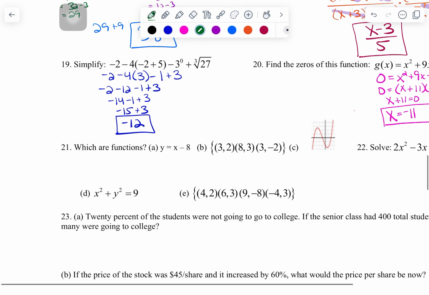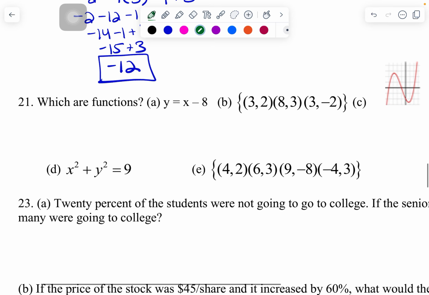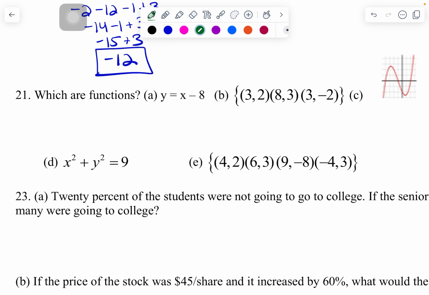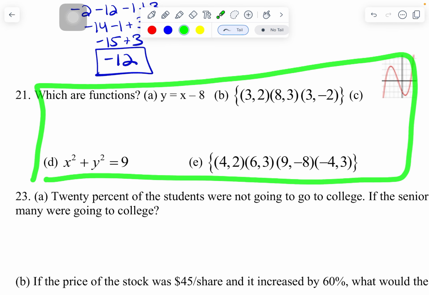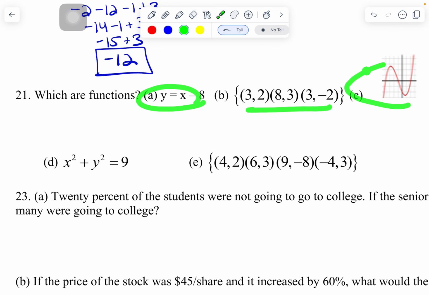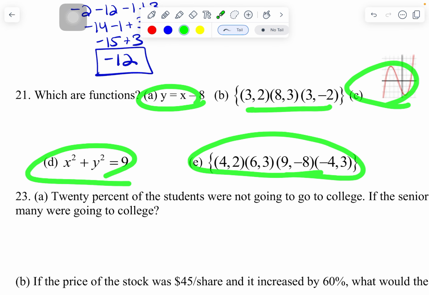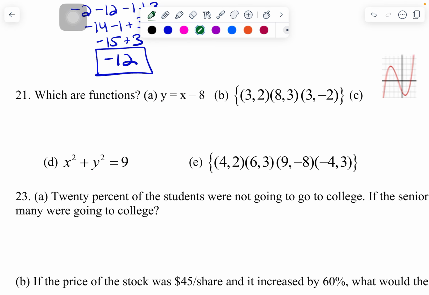All right, problem number 21. I'm going to keep it the way it is because question number 21 is all of these bits, parts, and pieces here. So we've got A, B, C, D, and E, and it's asking which are functions. So part A is a line. It's written in the form y equals mx plus b. That is absolutely a function, so that's a yes.